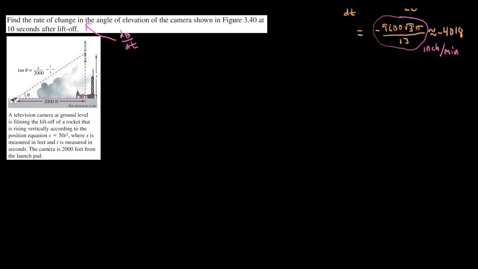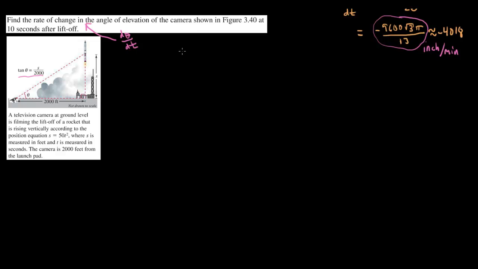All right. Now, how do we relate theta and the information we know here? Namely, the rocket ship is increasing in elevation. So here's how we're going to relate theta and s. Tangent theta equals s over 2,000, opposite over adjacent. So let's differentiate both sides of that equation, and let's figure out what we know, what we don't know, and let's go from there.